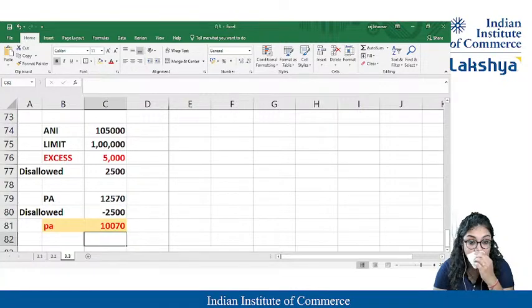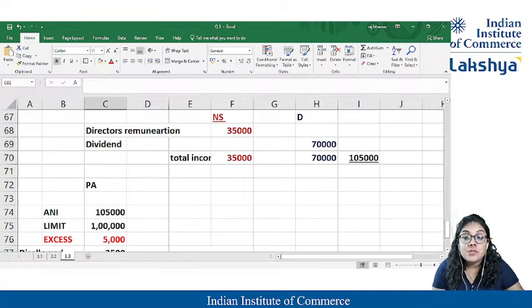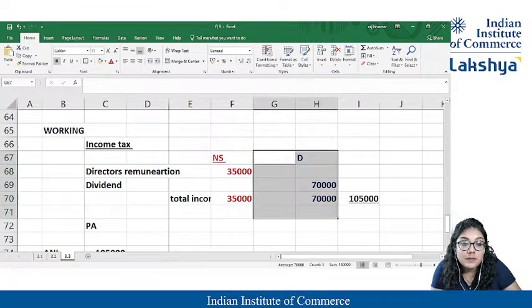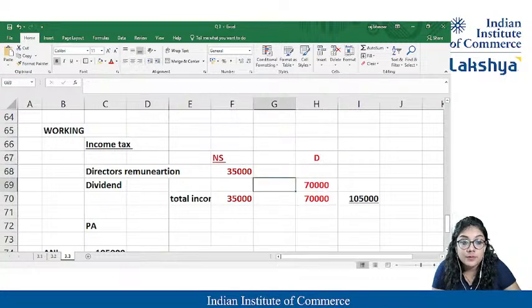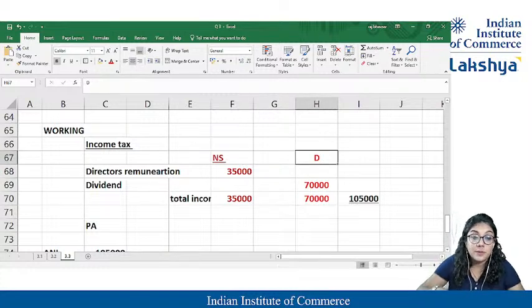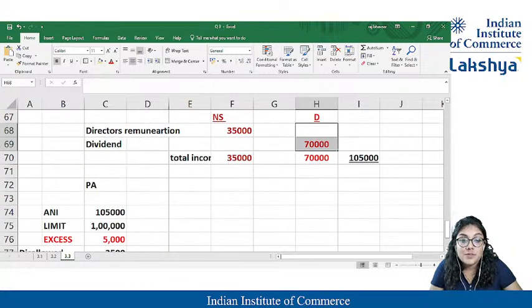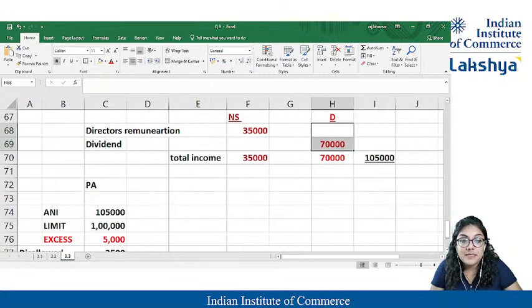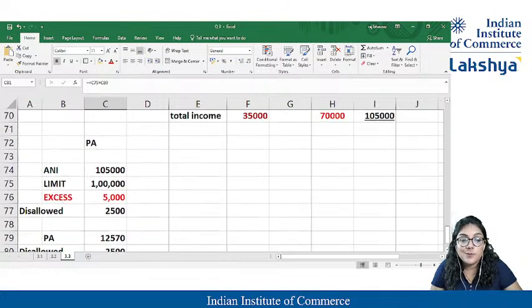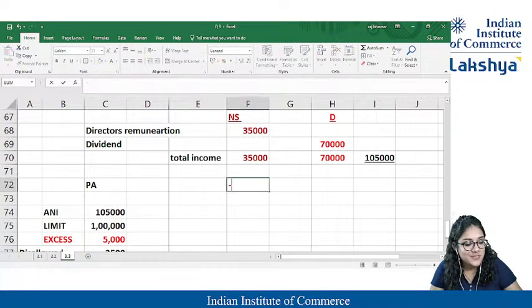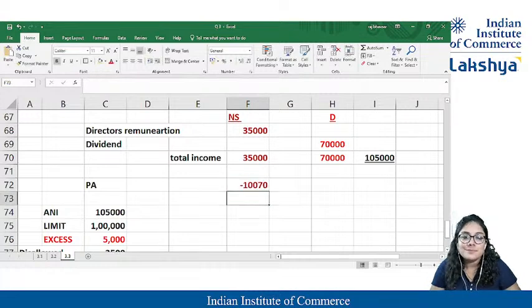Students, if this much is allowed, on what should I deduct? So ma'am, can I deduct this on the dividend? No, that is not allowed. Yeah, first of all, you have to deduct it from the non-savings, the hierarchy, isn't it? So yeah, this is my income. After understanding the income, I can deduct my PA, which is 10,070. So we can deduct only this much, that is 10,070.